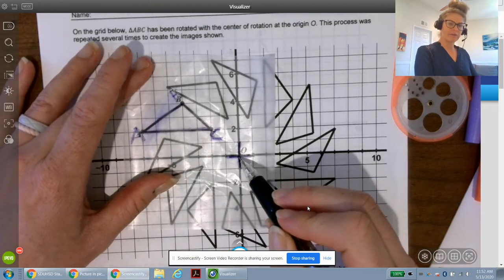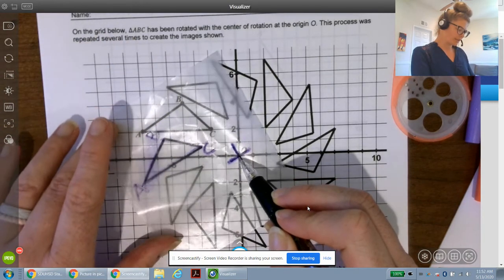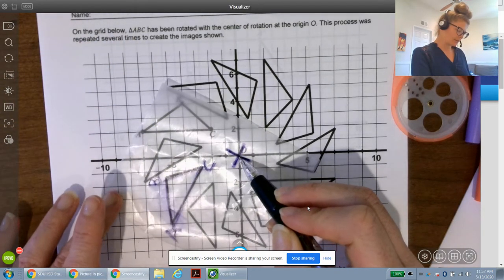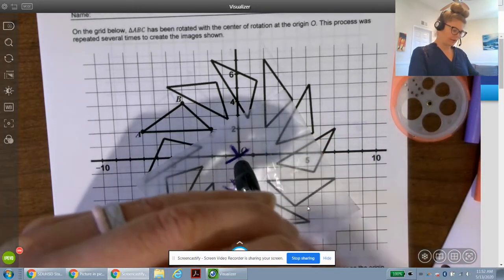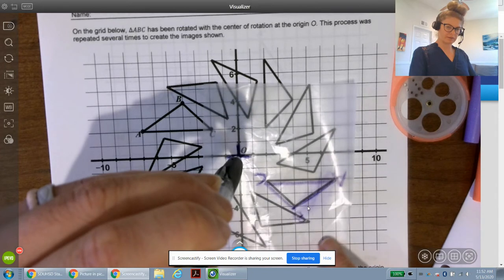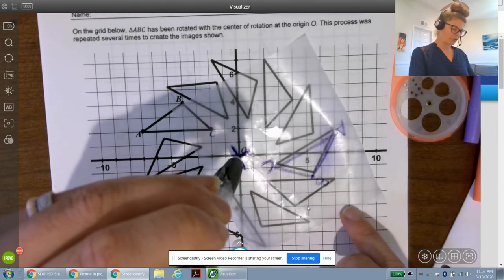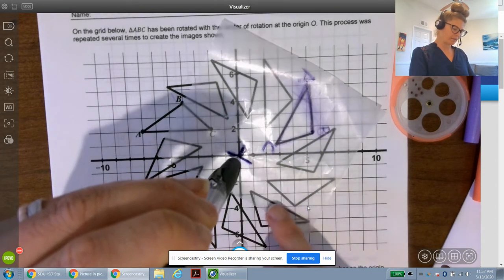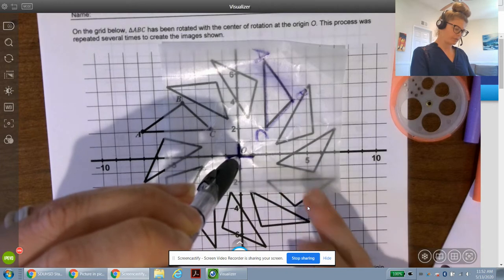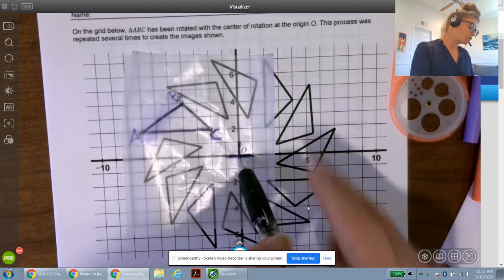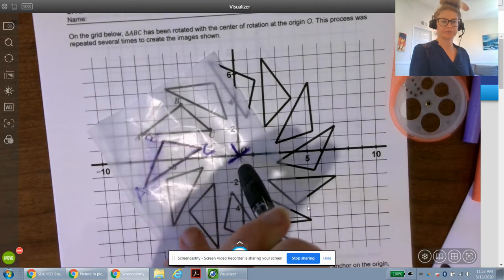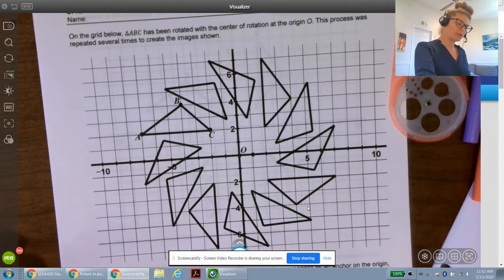Okay, so I have triangle ABC, and you'll notice if I rotate, I end up being exactly congruent to each one of these triangles. How many triangles were there? Could I figure out what degree I'm rotating? So what we want to do now is use tracing paper.